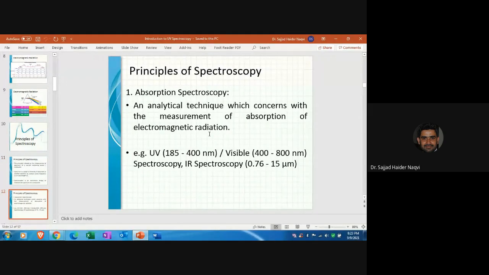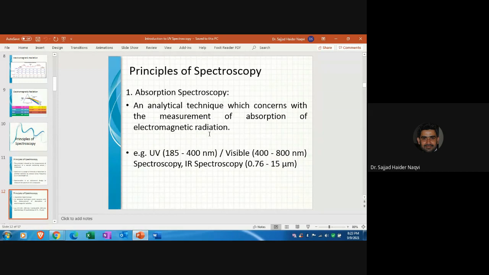Now, you got the idea what is spectroscopy. Now, I'll go into further detail. The type of spectroscopy that we discussed right now is being referred to as absorption spectroscopy, because when you pass light or electromagnetic radiation, a particular portion of that will be absorbed by the sample. So that's why we call it absorption spectroscopy.